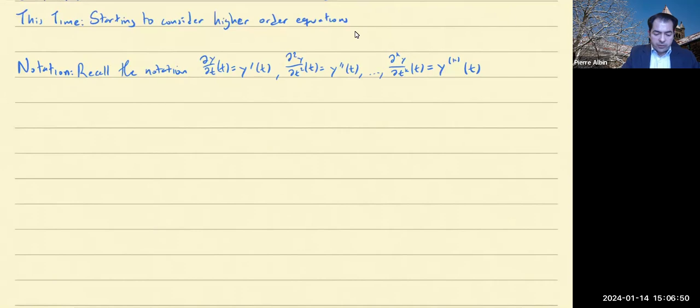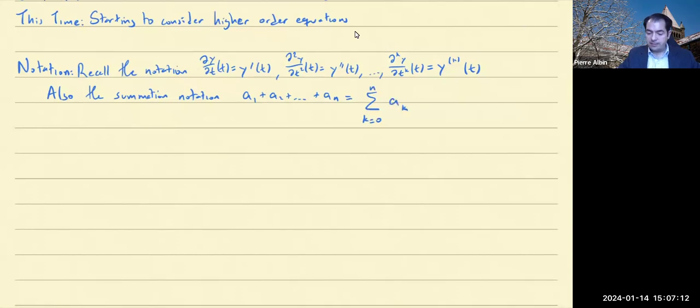Another notation we'll be using is the summation notation, where we abbreviate a sum, say a1 plus a2 plus up to an. We use a capital sigma with a counter, k goes from 0 to n, for example, a sub k.